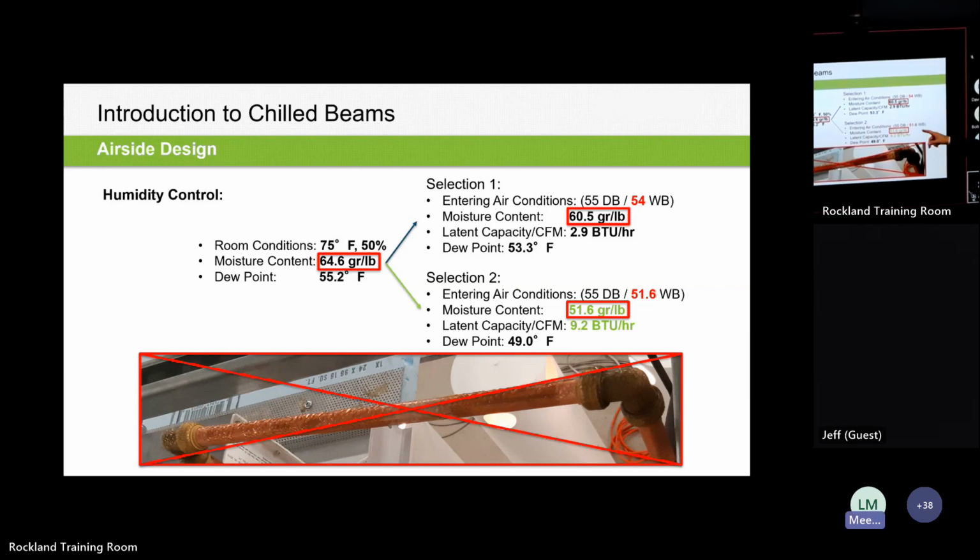So this is a common selection, and when we look at the selection software run-through this afternoon, you're probably going to see the default values being around 55 and 51.6 wet bulb, which is a pretty standard condition from the DOAS or rooftop unit.